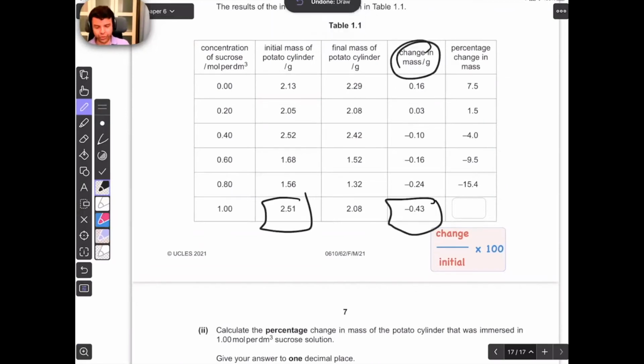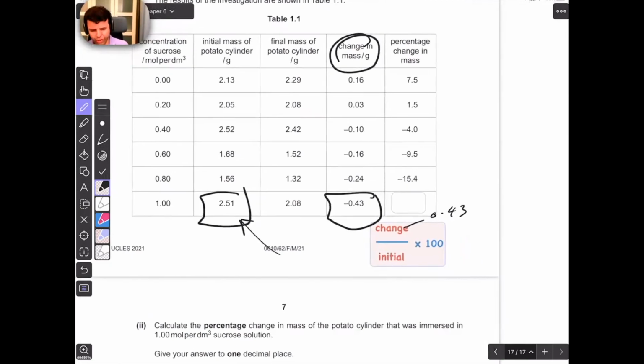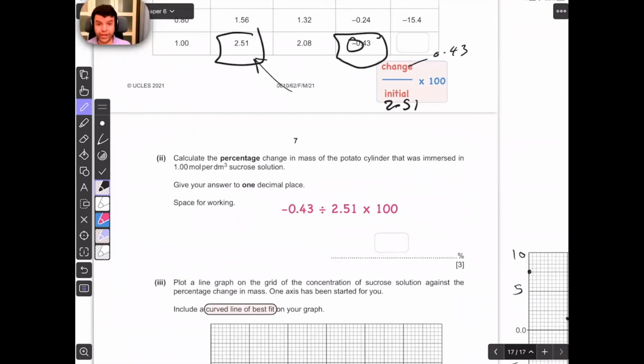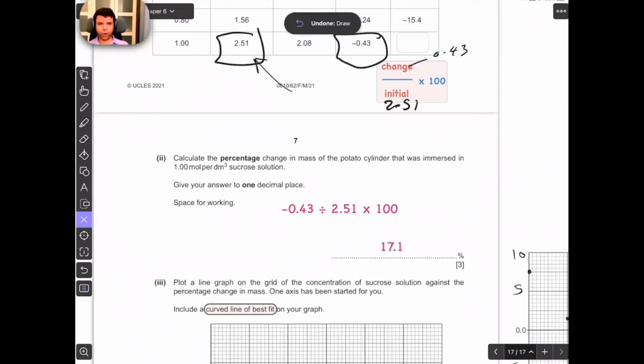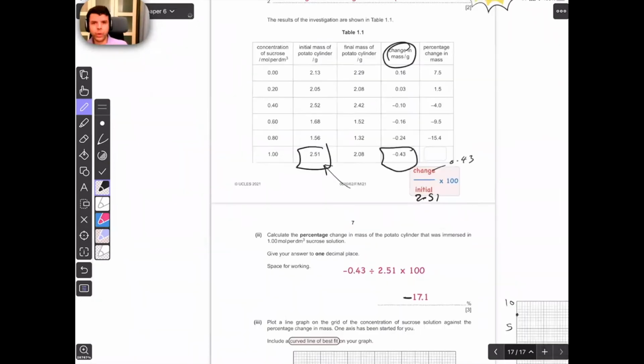So what am I going to do? I take that 0.43 and I divide by the initial value, 2.51, and I multiply by 100. So again, 0.43 divided by 2.51 times 100. Since the 0.43 is negative, your final answer is going to be negative as well. Okay, so negative 17.1. What does it mean if the value is negative? This means that the potato shrunk, that it got smaller in size. All right.